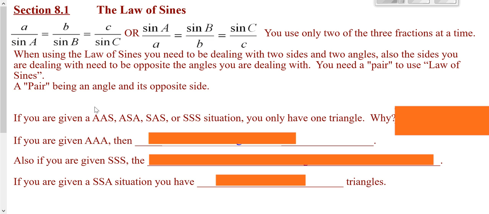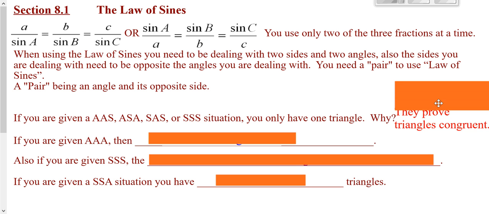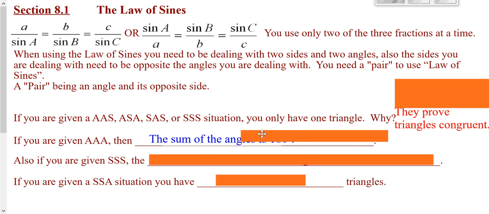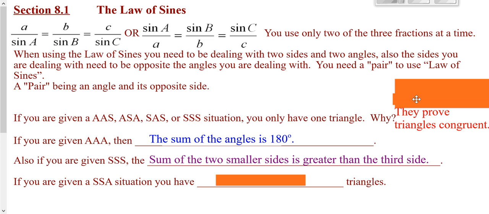Now, there's some different situations that arise. If you're given two angles and a side, or a side between two angles, or an angle between two sides, or all three sides, we know from geometry that those prove triangles congruent, so there's only one triangle available. If you're dealing with all three angles, they all have to add up to 180. If you're dealing with all three sides, just remember that the two shorter sides have to add up to be longer than the third side.